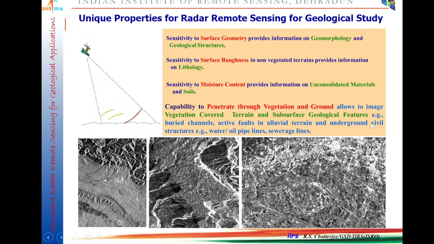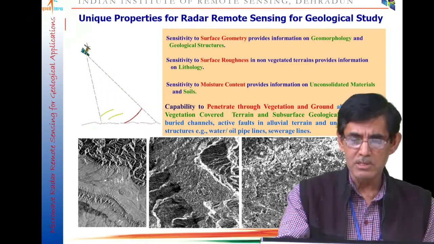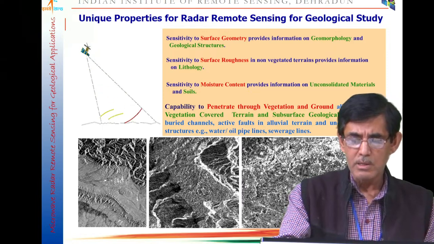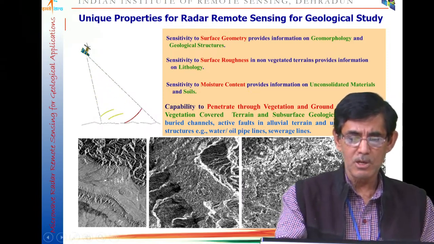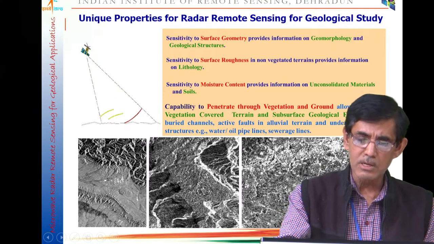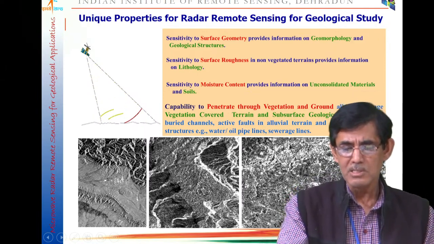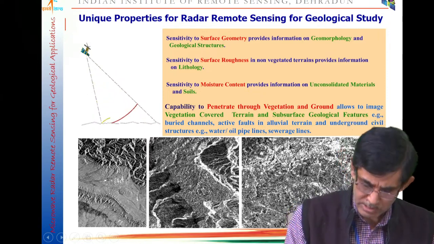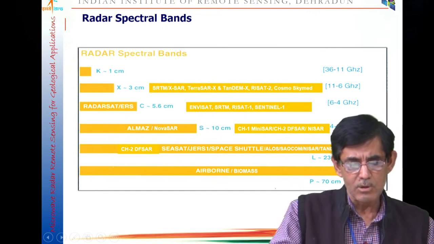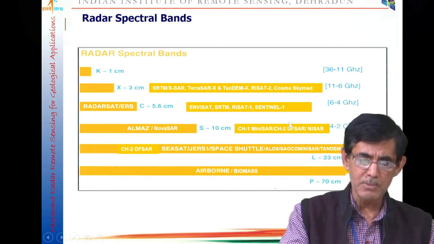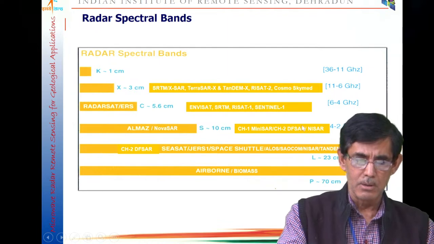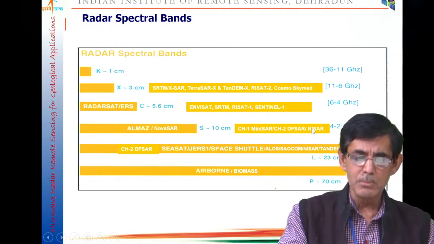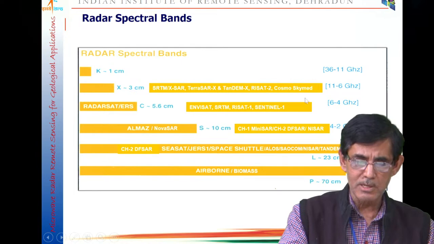Those kinds of features you can identify better with radar microwave. And most importantly, it has penetration capability. It can penetrate through vegetation, and it can penetrate through ground. So you can get some subsurface geological features like buried paleochannels and active faults in alluvial terrain. Similarly, you can image the terrain in a forested area. Those things we discussed yesterday. We also discussed that there are different bands available in microwave radar, and the missions at this moment providing us data.